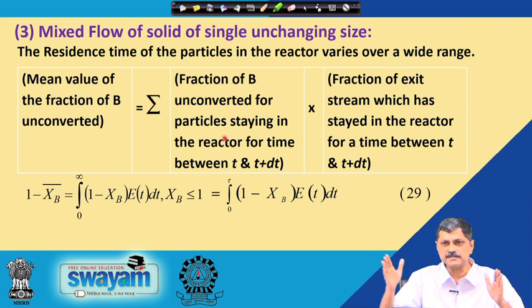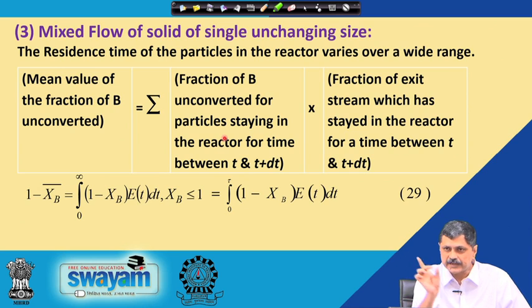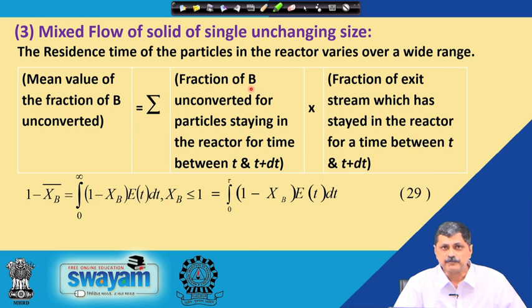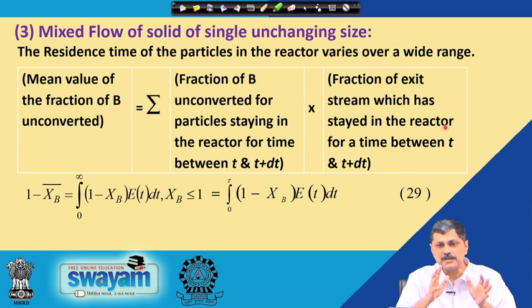divide the entire residence time range into small time intervals, and we take one small residence time interval and we find out the fraction of B unconverted for such particles which have got a residence time between t and t plus dt. And then this fraction is multiplied with the fraction of such particles, that is having residence time between t and t plus dt, and this product gives us the contribution of such particles to the mean value of the B unconverted.